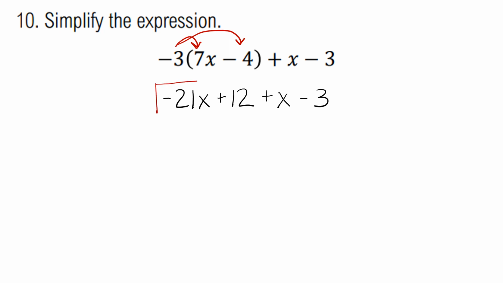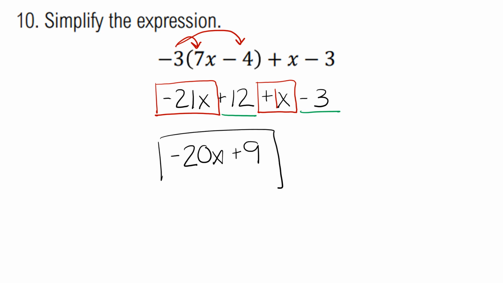Our next step is to combine our like terms. We combine the negative 21x with the positive x. Again, we know that this is a positive 1. Negative 21 and positive 1 combine to give us a negative 20x. We can also combine the constant values, positive 12 and negative 3. 12 and 3 combine together to give us positive 9.